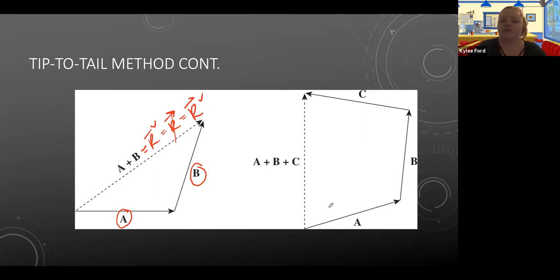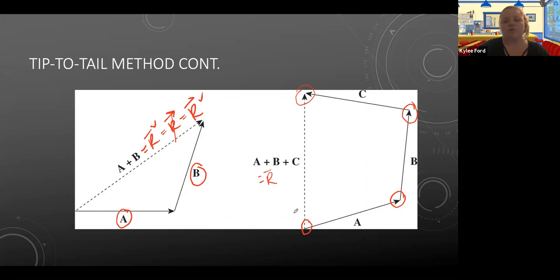Okay, so here's another representation. This time we have 3 vectors to add, but it's the exact same thing. It's tip to tail. So here's my A, then I put B down, tip to tail, and then I add C, tip to tail, and then I connect them. And that would again be my R vector.